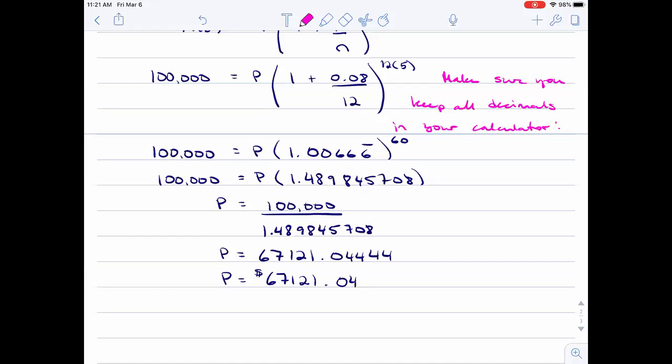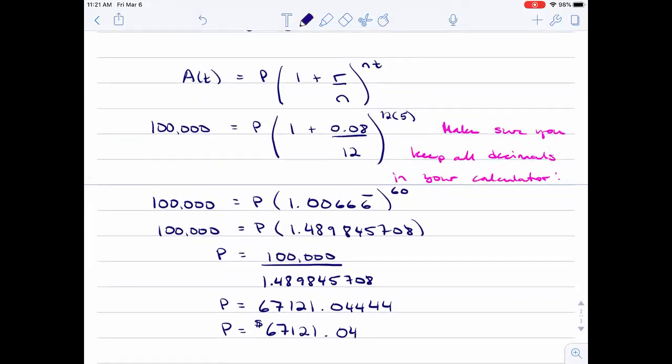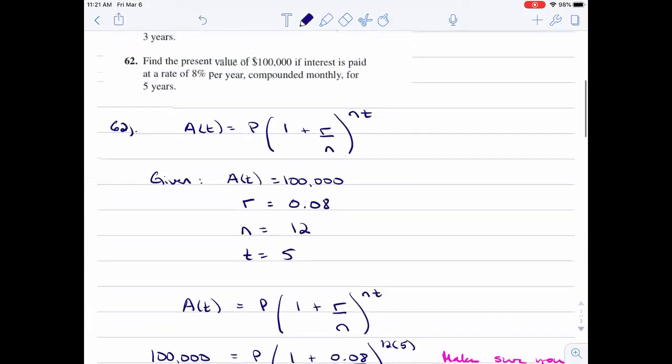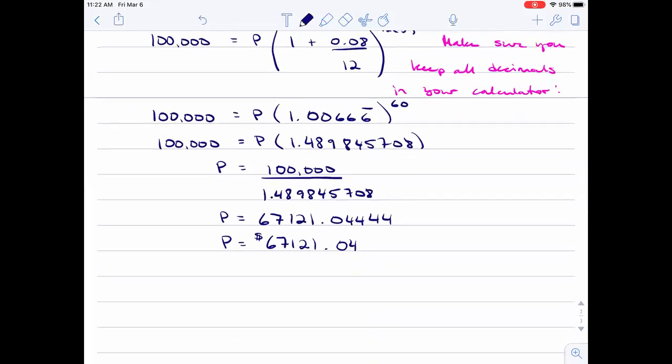All right. So what does that mean? That means that in order to have $100,000 in 5 years, if I can get my hands on a rate of 8% per year, not likely these days, used to happen, right? Long time ago. Now our rates are more like 1%, that kind of deal. Not as good, right? But at 8%, compounding monthly for 5 years, we would only have to invest $67,121.04. And then it would just sit there, and after 5 years, we would have 100,000.